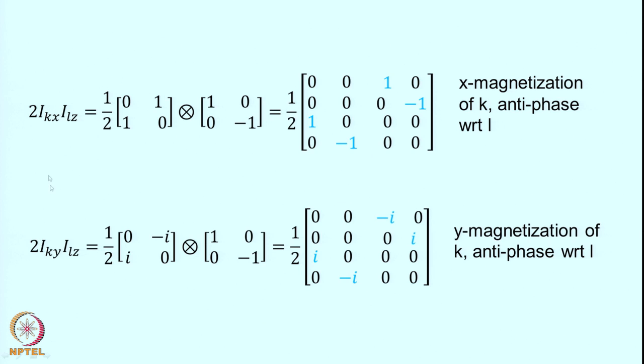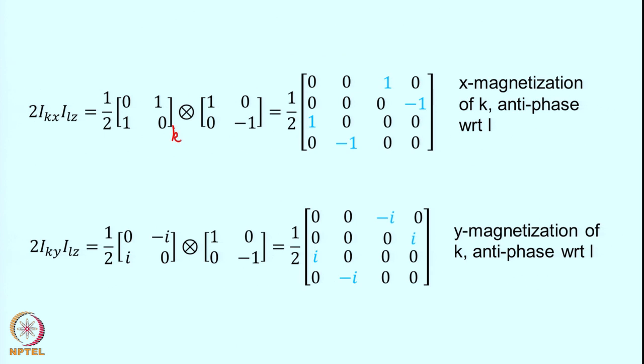So, let us consider the particular element which we represent as 2IkxIlz. So, what it means, I have 2, this is now a 2 spin product of Ikx and Ilz, where k and l refer to the 2 spins. How do we calculate the matrix representation of this? So, we take the matrix of kx here, and remember these are for the individual spins. Therefore, since these are 2 independent and separate spins, we have to take the direct product.